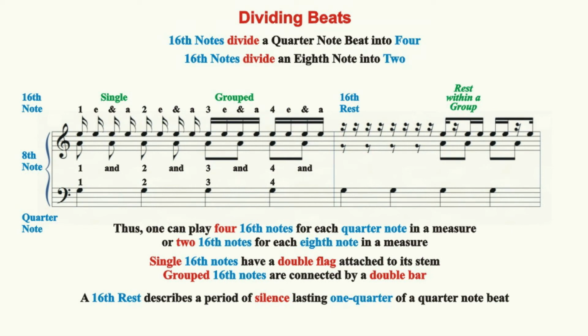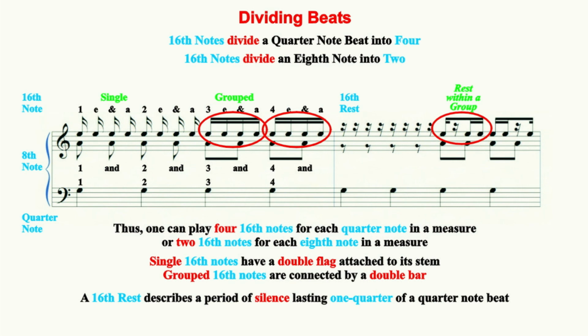There are several ways in which we can denote 16th notes. When grouped, they appear as quarter notes whose stems are joined by a double bar. Sometimes there will be an intervening 16th rest in the middle of a group. This leaves one 16th note solo, yet still connected to the group.